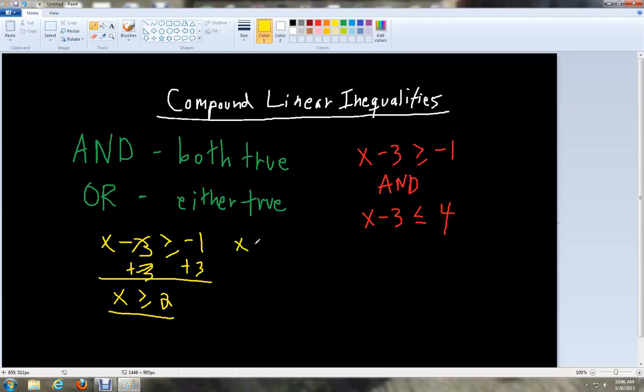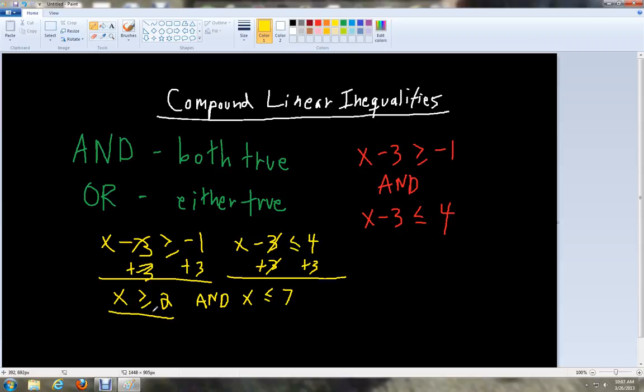So we have x minus 3 is less than or equal to 4. And we just add 3 to both sides, and those cancel. So we have x is less than or equal to 7. Okay, so we have x is greater than or equal to 2, and we write "and" x is less than or equal to 7. So let's see how this works.